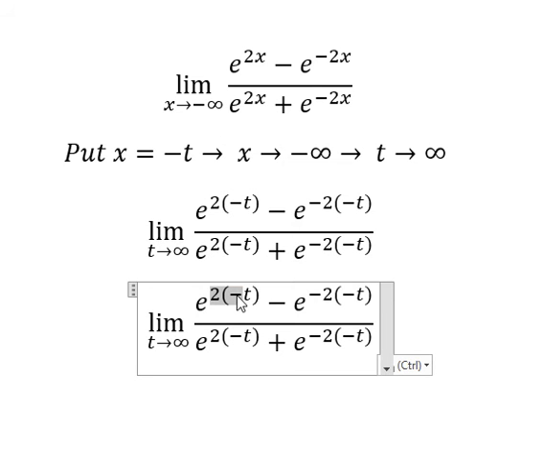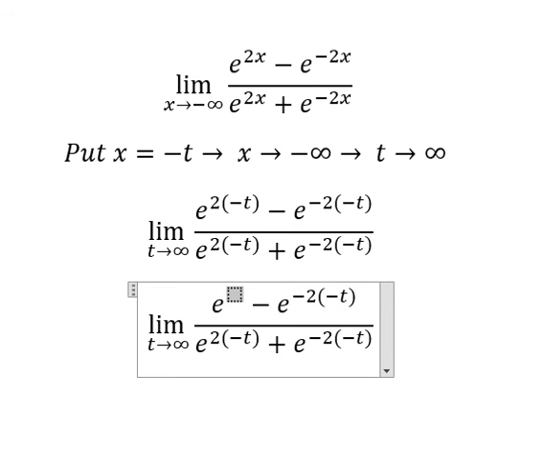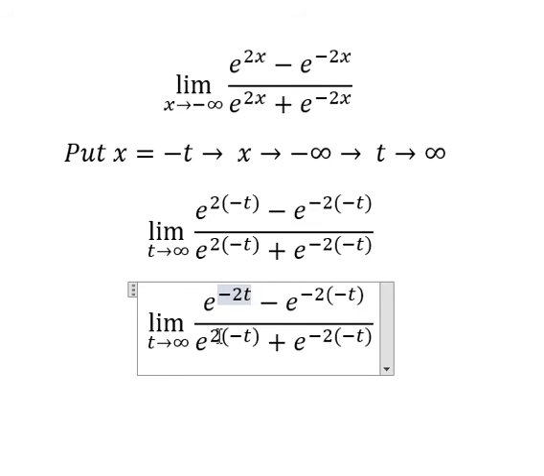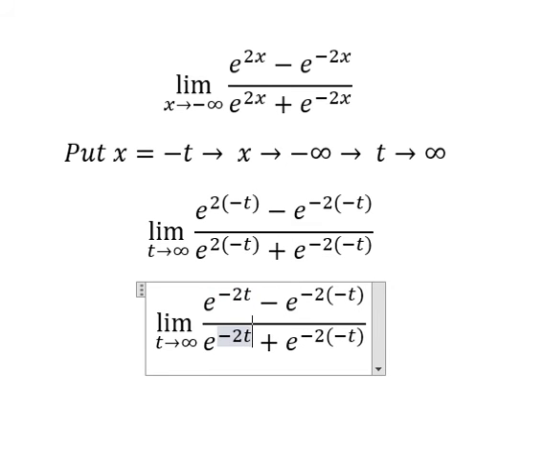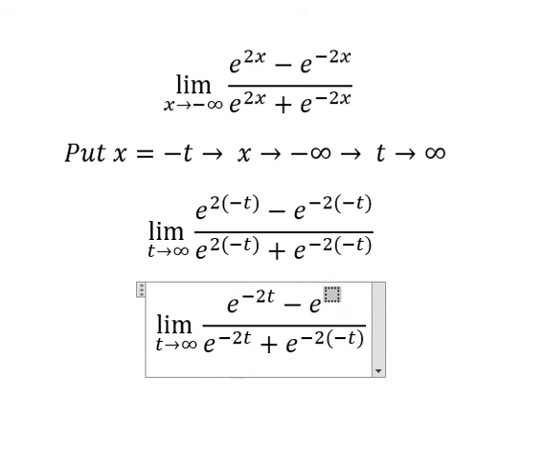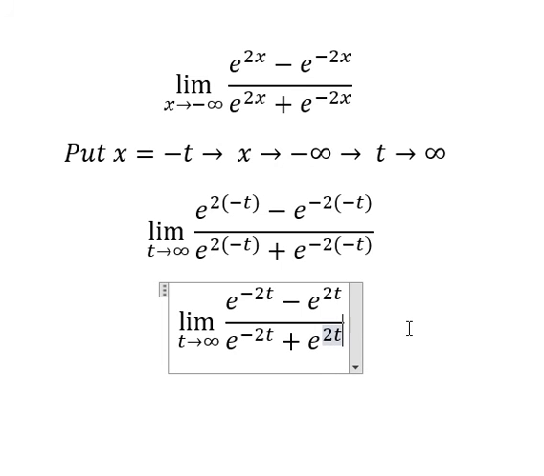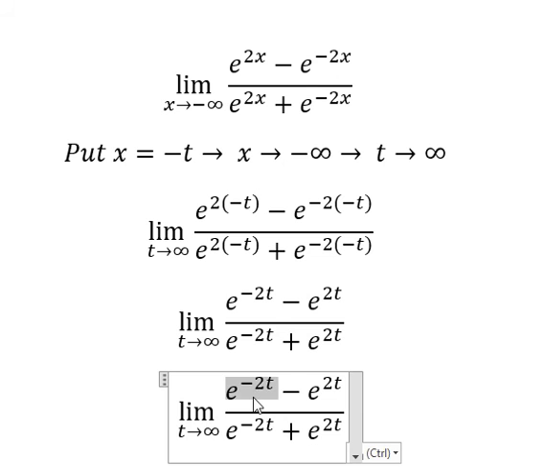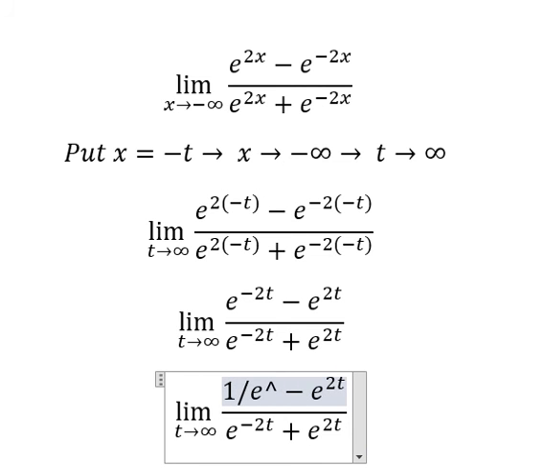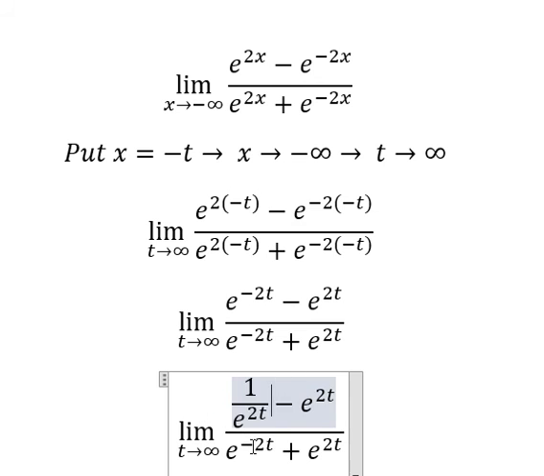So this one we have negative 2t. This one we have negative 2t. This one we have positive 2t. Similar for this one. So for this one, I can put it into 1 over e to the power of 2t. Similar for this one.